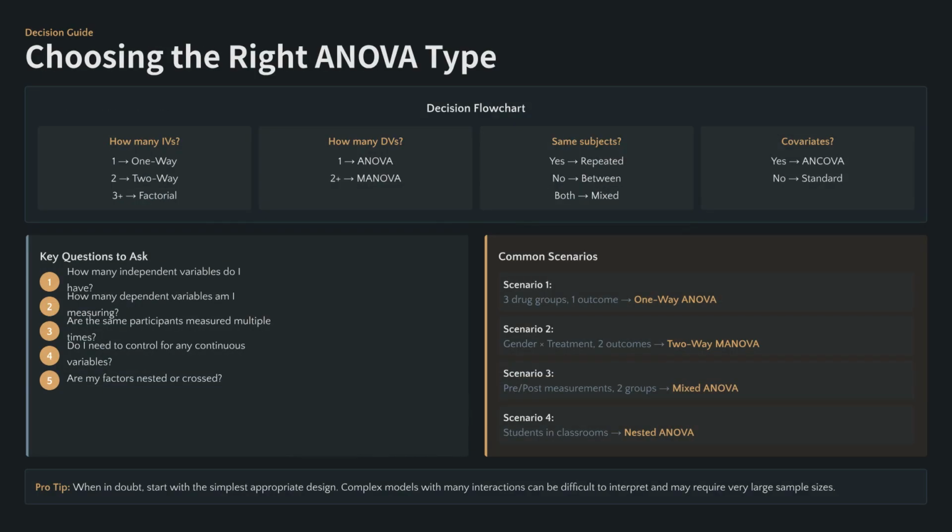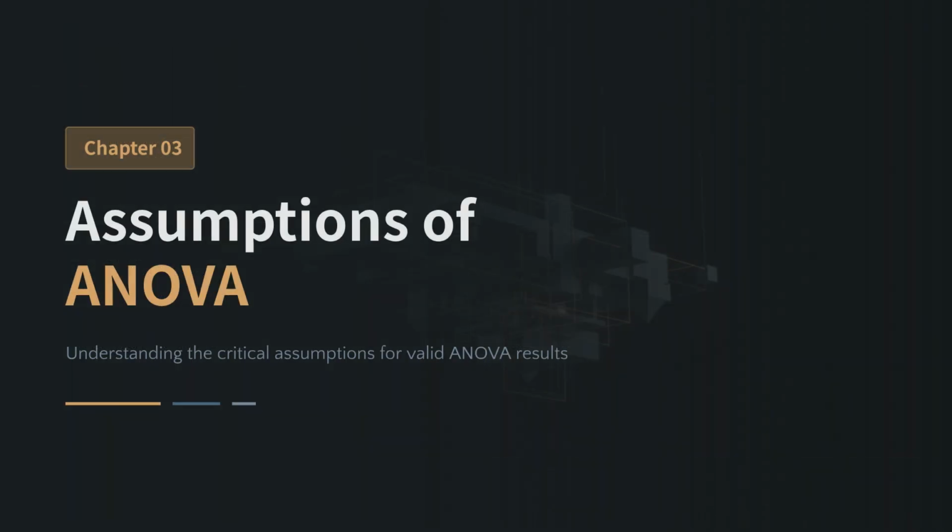Factorial ANOVA extends this concept to 3 or more independent variables, testing all main effects and every possible interaction. These complex designs require large sample sizes and careful interpretation. Repeated measures ANOVA, or within subjects ANOVA, is used when the same participants are measured multiple times under different conditions. This design increases power by controlling for individual differences.